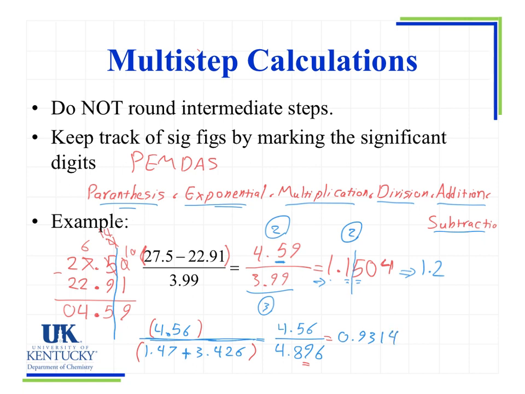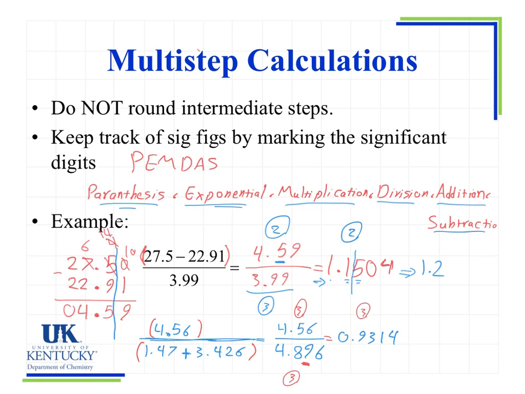Okay, so how many sig figs should I put for the final result? How many sig figs do I have on the top? 3. And how many do I have in the bottom? I have 3. Again, I write 4, but I have 3 sig figs. This is the last significant figure of this number. Okay, so both of them have 3.